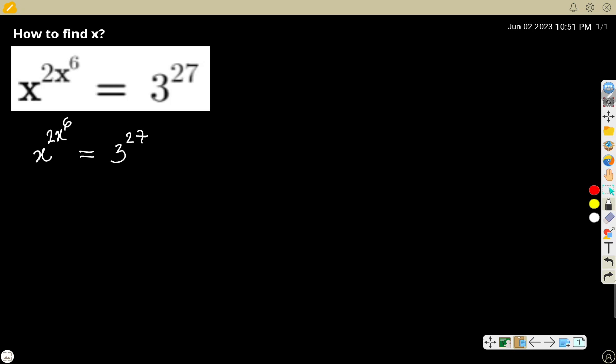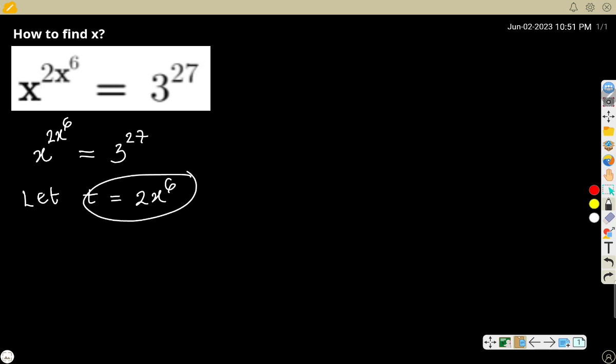So now the first thing I'll do, I'll let t be equals to 2s raised to power 6. So take note of the step. So let t equals to 2s raised to power 6.